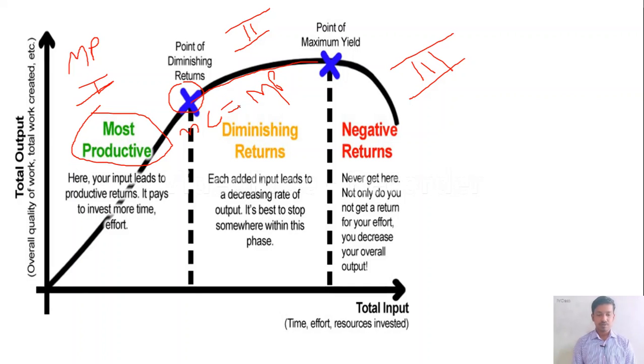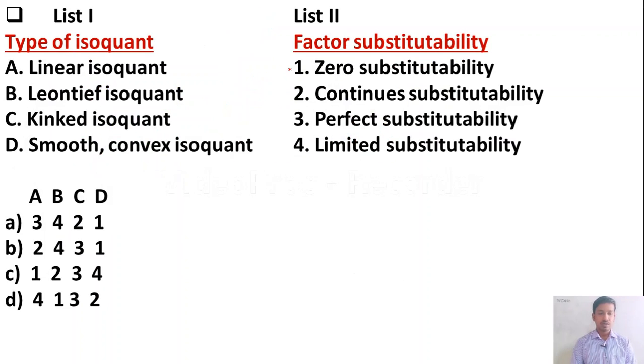Okay, let us move to the next question. List 1, list 2. List 1 is showing us the type of isocost, list 2 is showing us factor substitutability. Yes, we have to find the correct code. 4 options are given here. Here linear isocost, Leontief isocost, kinked isocost, smooth and convex isocost. Here zero substitutability, continuous substitutability, then perfect substitutability, then limited substitutability.